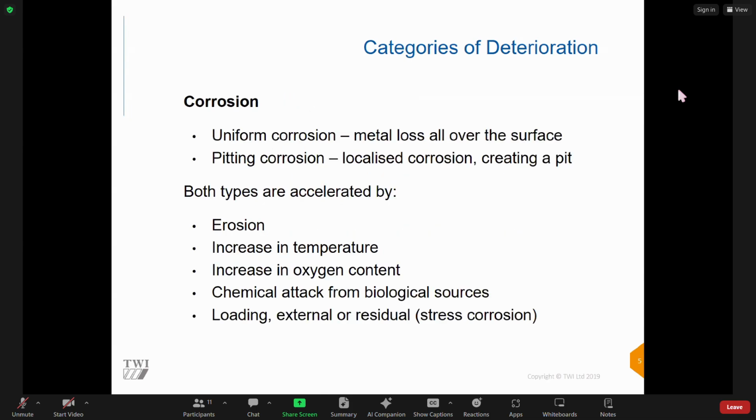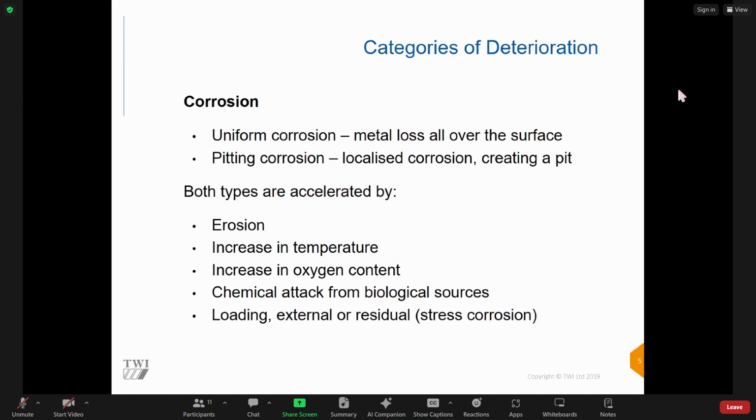Corrosion, and we'll talk about this quite extensively tomorrow. We have uniform or pitting corrosion. Uniform corrosion is metal loss over the entire metal surface. Pitting corrosion is localized corrosion, creating a pit. Both types of corrosion are accelerated by erosion, which is basically hard particles or even fluid molecules themselves striking the surface and removing material.